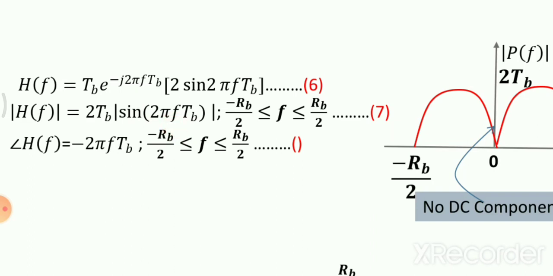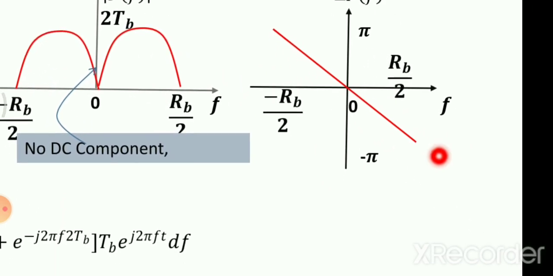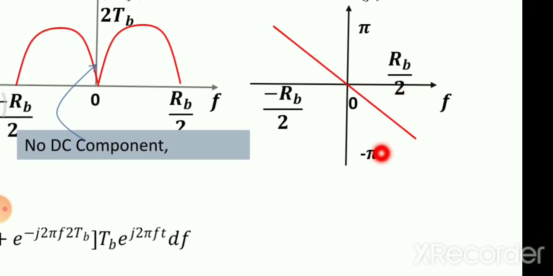Alright. Similarly for the phase spectrum, if you put RB by 2, you'll get minus pi. If you put minus RB by 2, you'll get plus pi. So we can have the phase spectrum as well: at RB by 2 it is minus pi, and at minus RB by 2 it is plus pi. Alright.